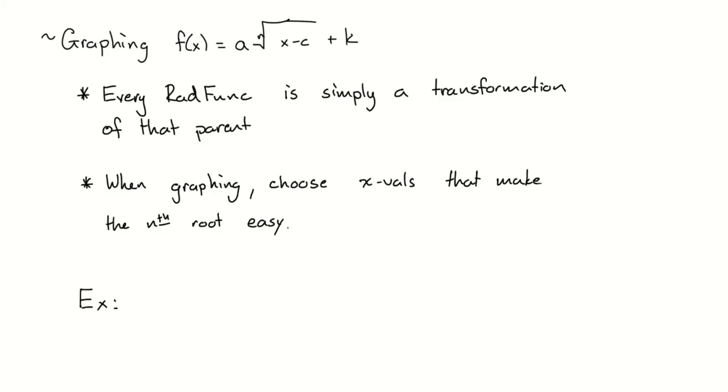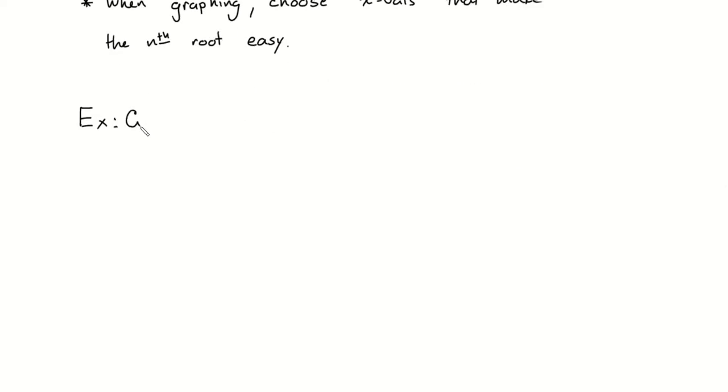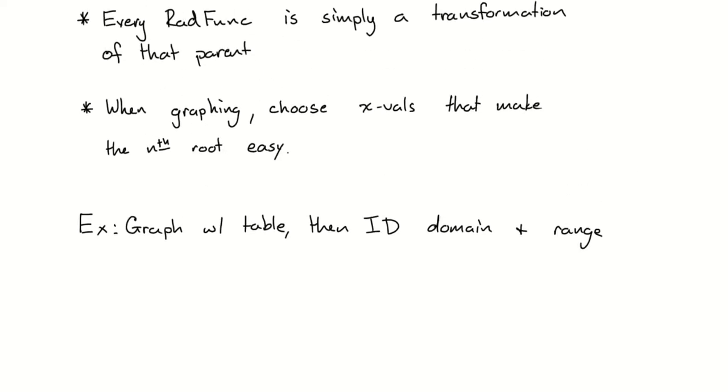Okay, for this, as we're going through, we're going to knock out a couple examples. You're going to make a table. So graph with table. Then what I want us to do is identify for each of the following: domain and range. So we're going to graph some functions, and we're going to make a table of them and a domain and range.